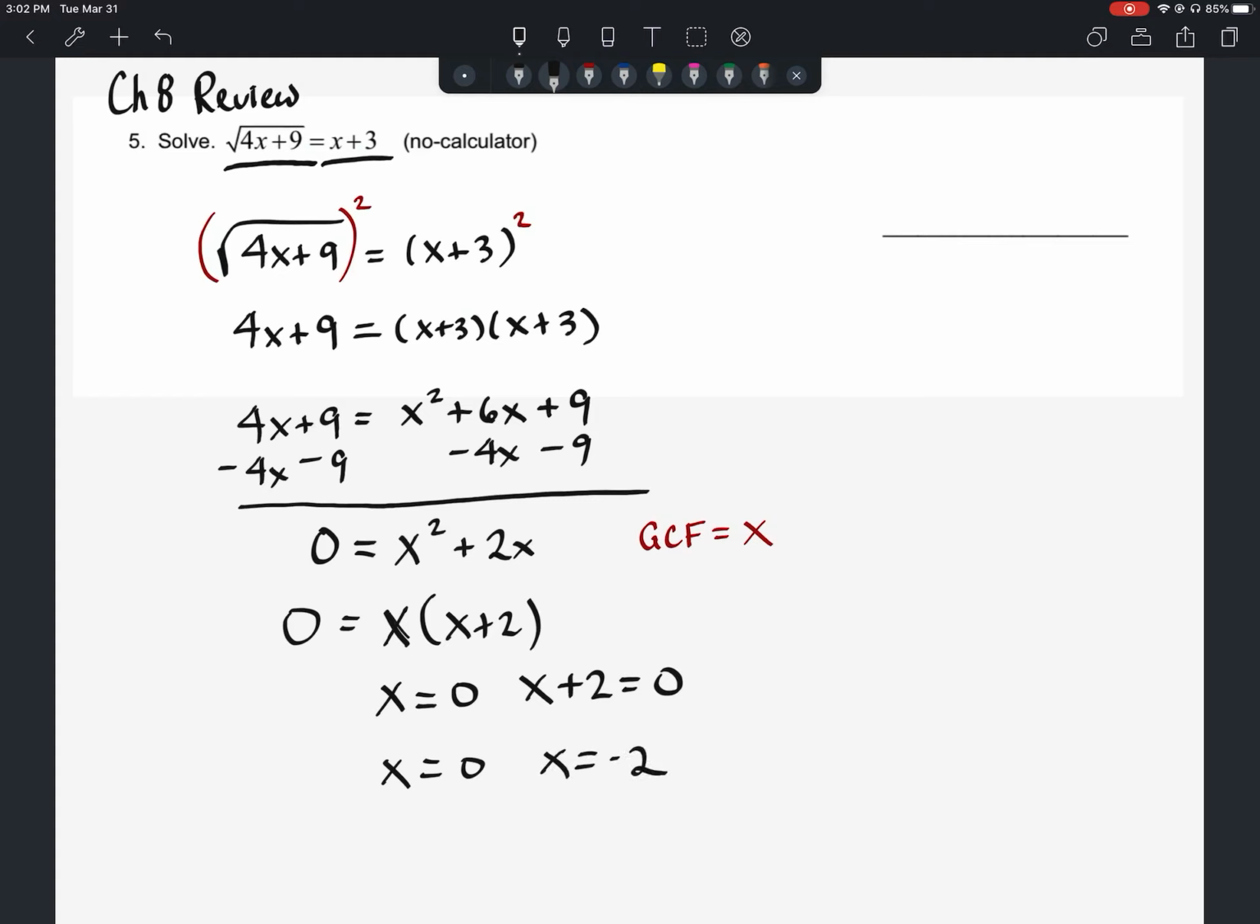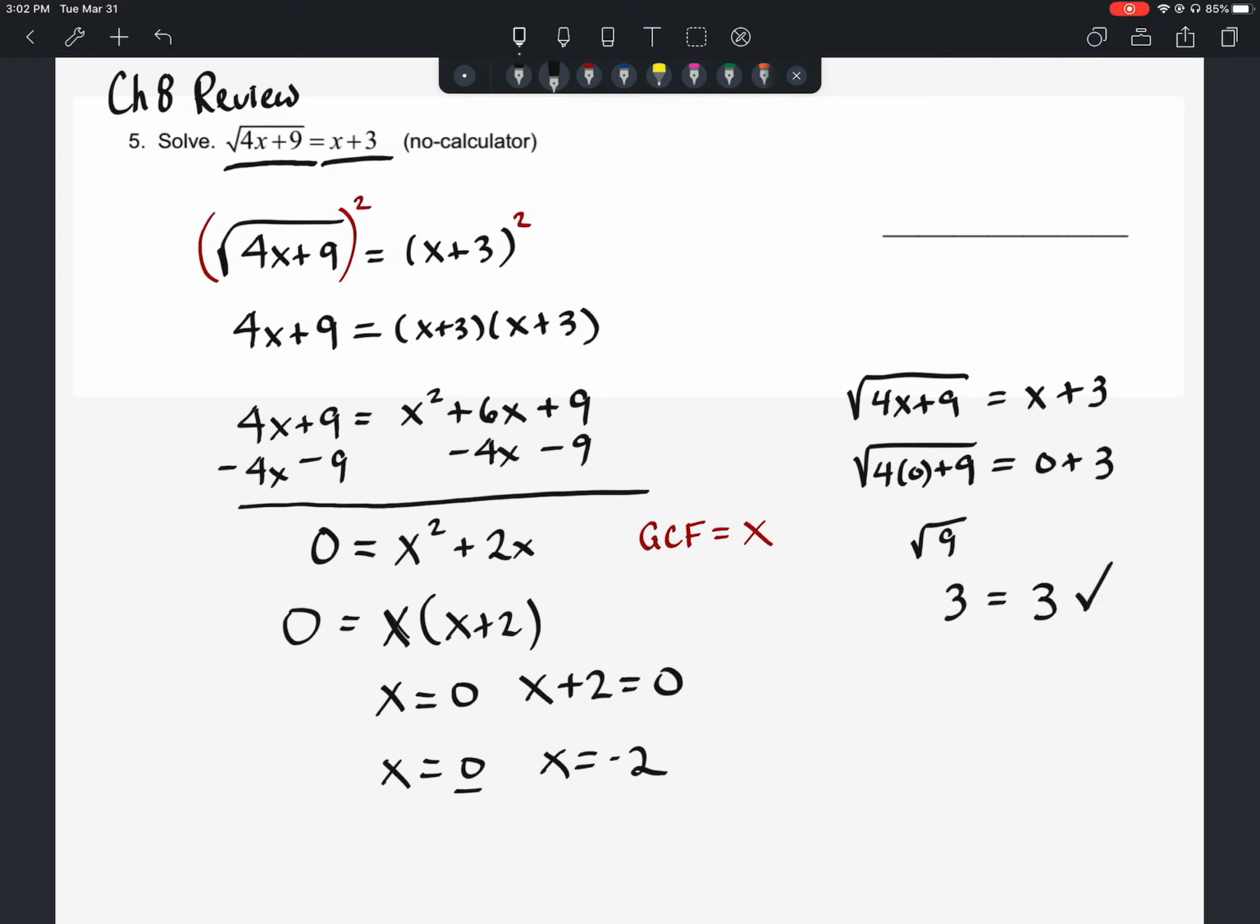Now what we're going to need to do here is check that those answers will work. So first of all, the square root of 4x plus 9 is equal to x plus 3. Let's first take our 0 and plug it in, to make sure it works. So if I take 4 times 0 plus 9, it should equal 0 plus 3. Well, 4 times 0 is 0, plus 9 gives us the square root of 9, which is 3, and 0 plus 3 is 3, so that one works.